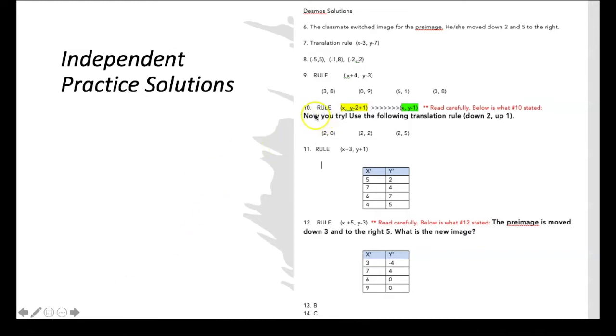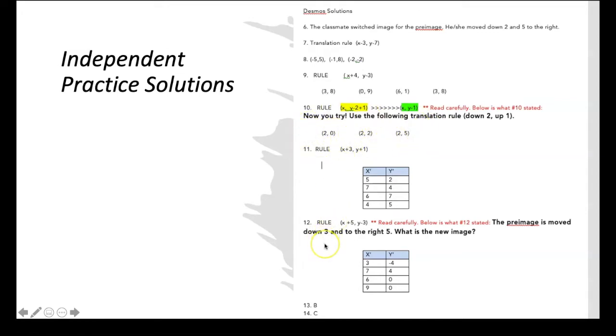So for number 10, the rule is here, but the problem stated, use the following translation rule: down 2, up 1. That's only the y. So you might have written a rule that had x plus 2 by mistake. So you have to read carefully. You're only dealing with the y and your x coordinate stays the same. So your rule will be x, y minus 1. Okay, so pay close attention. And then, of course, your answers for your ordered pairs are here. So your order may be different, but they're here.